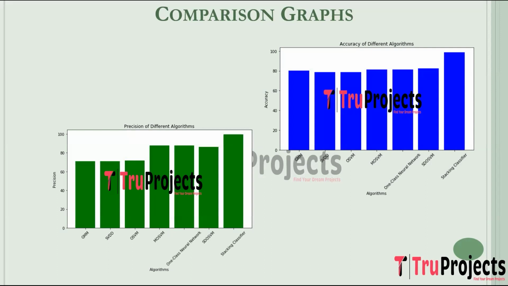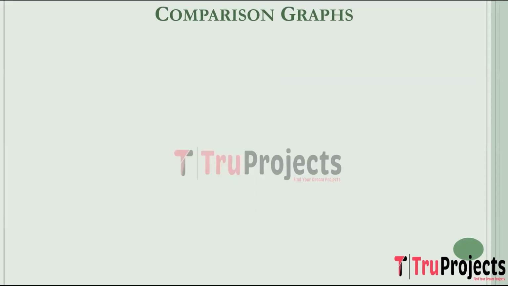This is the precision score comparison graph. It is the ratio of true positive predictions to the total positive predictions, representing the model's ability to correctly identify relevant instances while minimizing false positives.